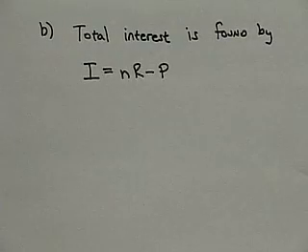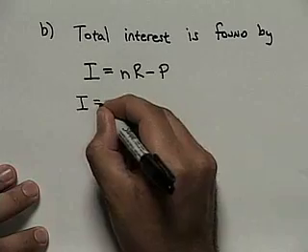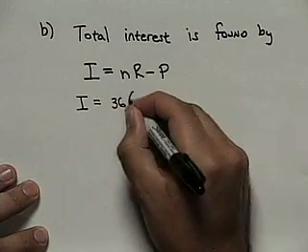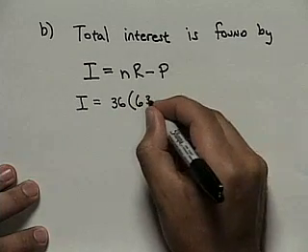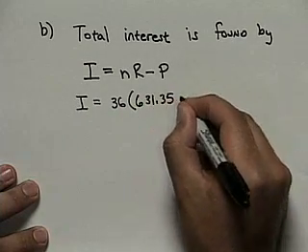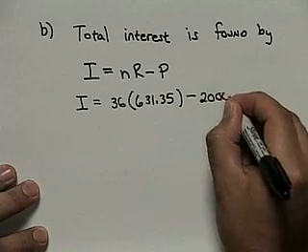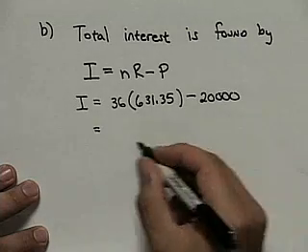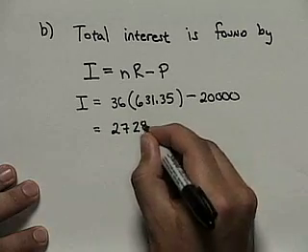So here we're going to use our formula I equals n times R minus P. Our interest amount is what we're looking for. N is the number of payments, so that was 36. R stands for the amount of each payment, which was $631.35, minus P, which as you may remember was 20,000. After working this out, we find that the total amount of interest we pay is $2,728.60.